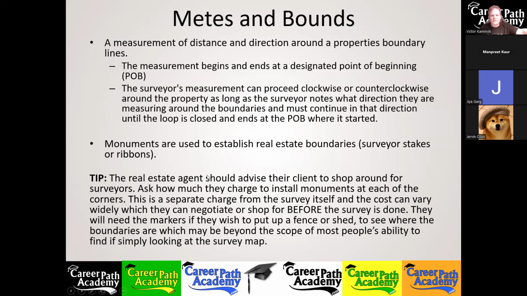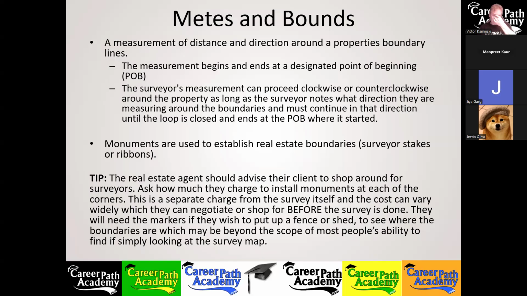Either way, we as real estate agents should tell our buyers that we're working with that the attorney's probably going to order a title search and survey for them. Ask them who the survey company is so that you can find out how much they charge for putting the stakes in the ground at each of the corners of the property, because it can vary greatly from one to another. I've seen it as cheap as $75 and as much as $475 per stake that they put in the ground. So you could shop around for surveyors based on how much they charge for that.